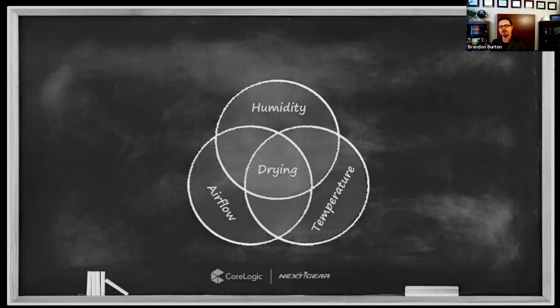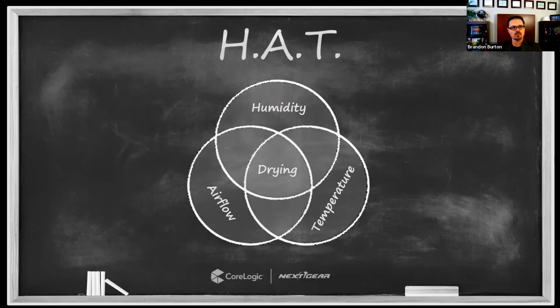So let's talk about the HAT model first, beginning with a basic overview of what we probably already know. First, HAT stands for humidity, airflow, and temperature. The reason we use this model is to help us understand that in order to effectively dry a structure, we have to have a balance between all three of these entities, right? You can't have really good temperature and really good airflow, but completely forget about humidity. Obviously, we'll have problems if we do.